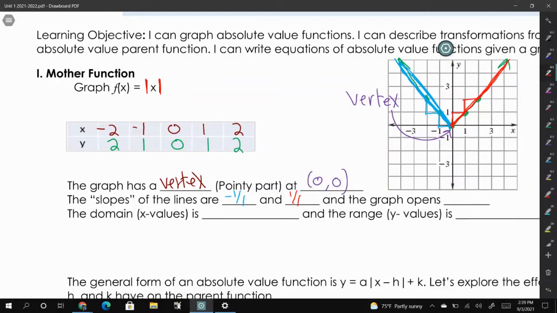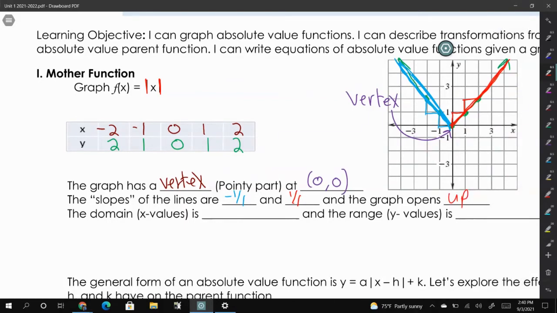So you'll notice that for an absolute value function, when we look at the two parts of the V, one has a negative slope, one has a positive slope. And the graph in this case opens upwards. Up.